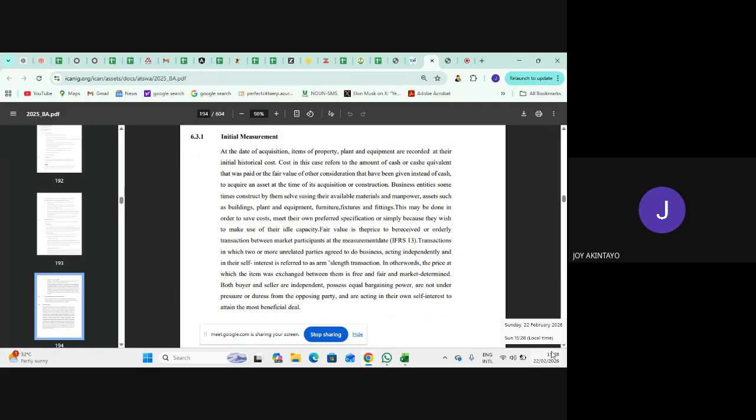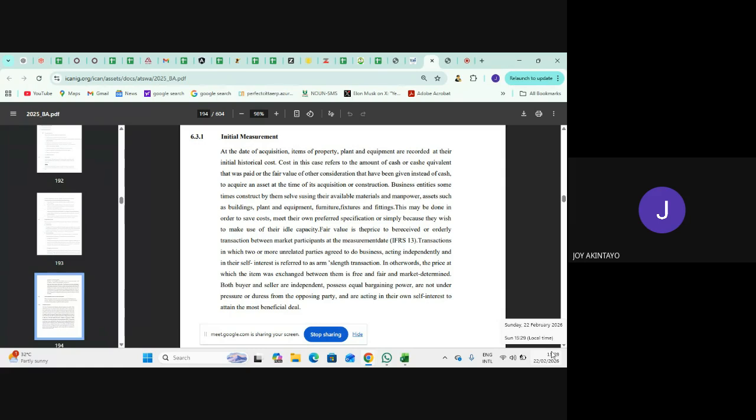Now, what do we mean by cost? Cost refers to the amount of cash or cash equivalent that was paid or the fair value of other consideration given to acquire an asset at the time of its acquisition or construction. So we see cost to be the amount of cash or cash equivalent we pay.